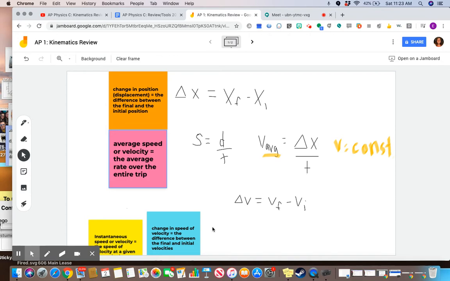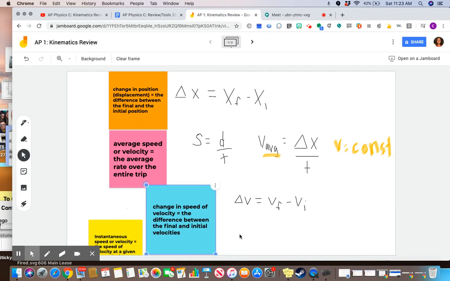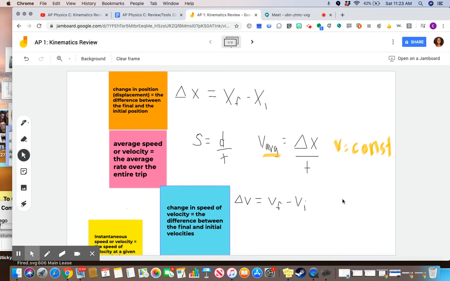Okay, change in velocity, just like change in position, change in speed or change in velocity is the difference between the final and the initial velocity. We use that relationship most when we're talking about momentum and impulse. So we use delta v most during that unit, but it does apply here.